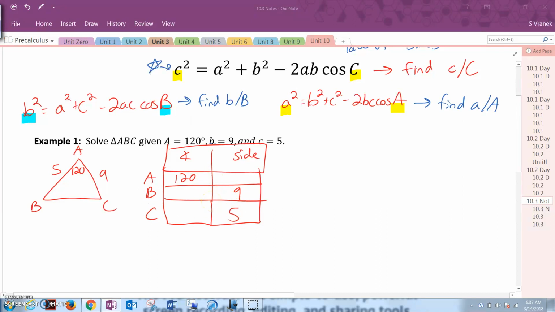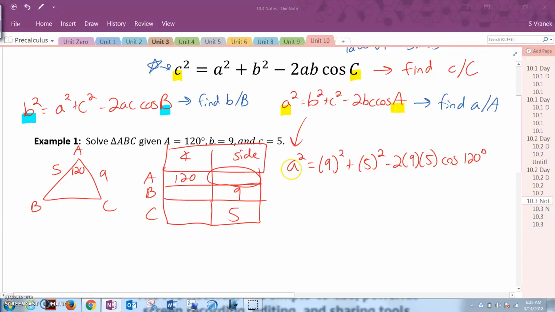If you look at the chart, we don't have a matching pair of side and angle. So this tells us we have to use law of cosine. If we have an angle, that's what we want to find. So we're going to find little a first. I'm going to use this setup that's up here and say I want to find a squared equals b squared, which is 9 squared, plus 5 squared, minus 2 times 9 times 5, cosine of 120.